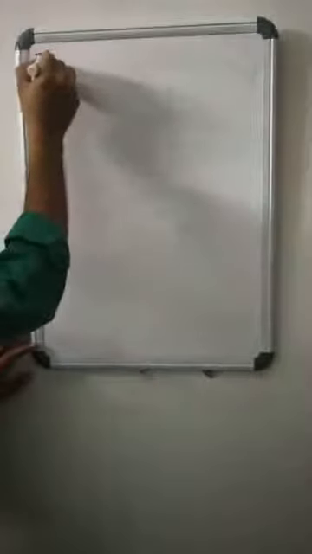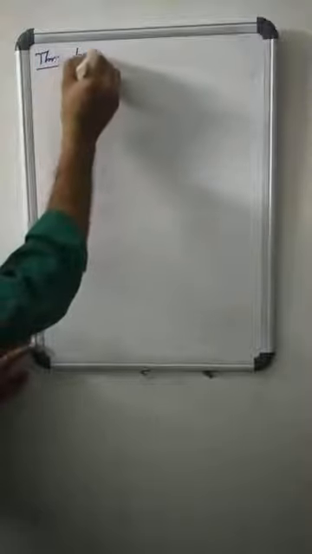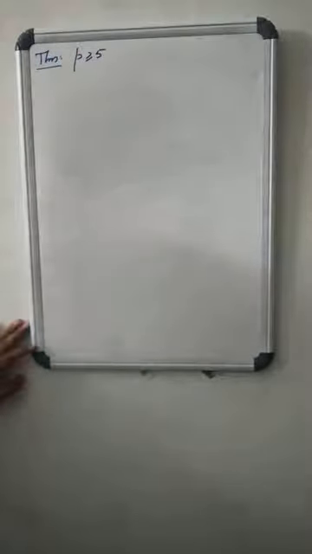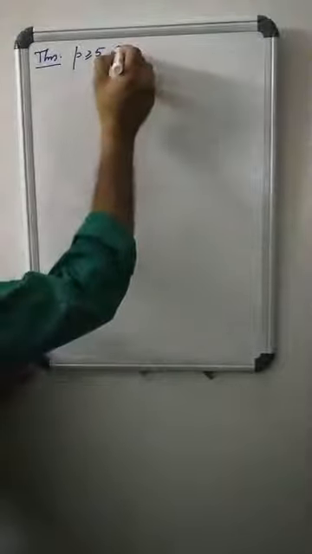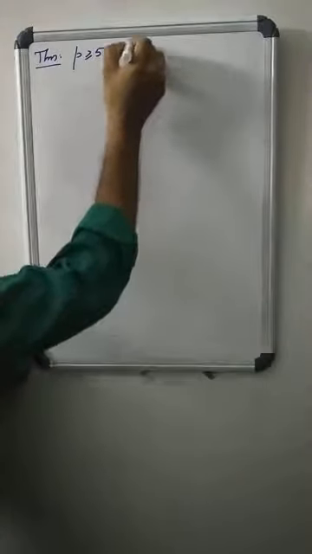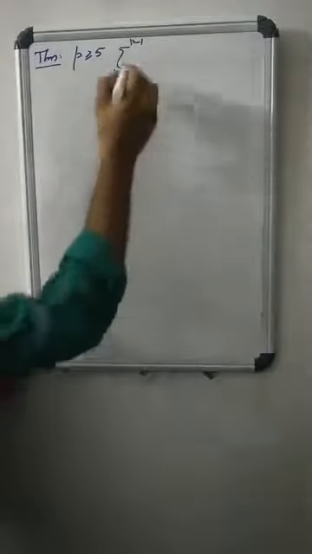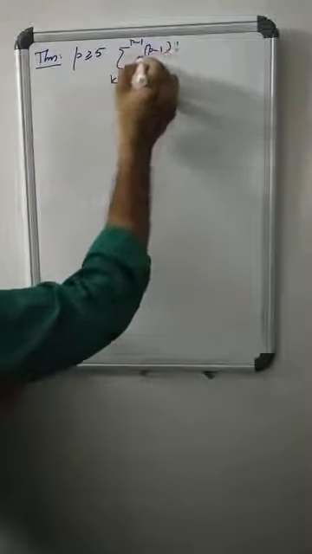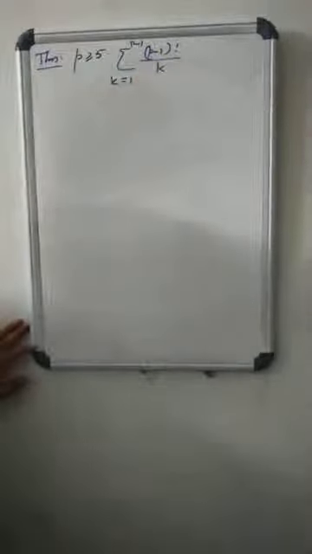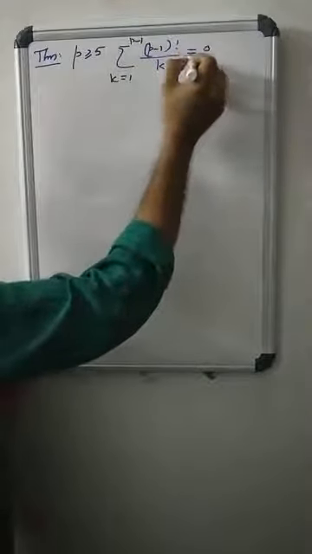So in this class, let us discuss an important theorem. It is known as Wolstenholme's theorem. The theorem states that for every prime p greater than or equal to 5, the sum of (p minus 1) factorial by k, for k ranging from 1 to p minus 1, is congruent to 0 mod p square.